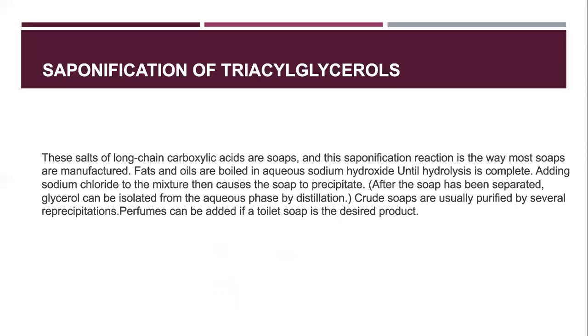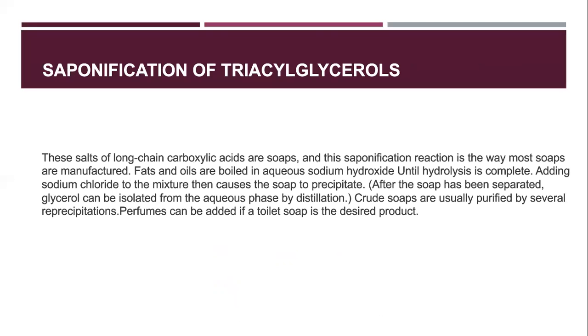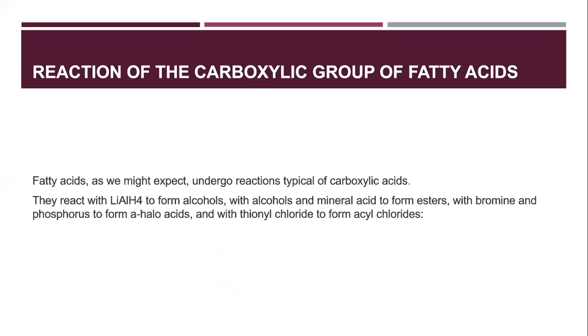Adding sodium chloride to the mixture then causes soaps to precipitate. Sodium chloride is added for the precipitation of the soap. After soap has been separated, glycerol can be isolated from the aqueous phase by the distillation method. Crude soaps are usually purified by several precipitations. Then several aromas are added for the desired product. So several perfumes can be added for aroma for the desired product.